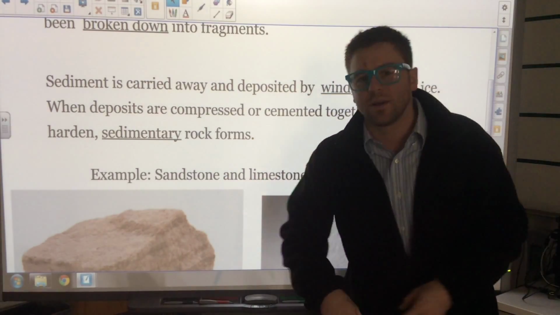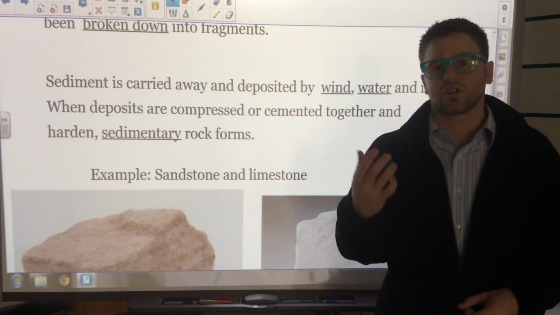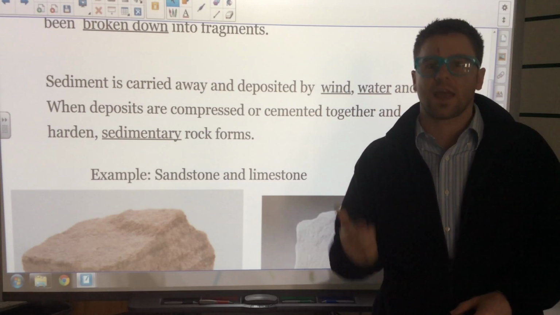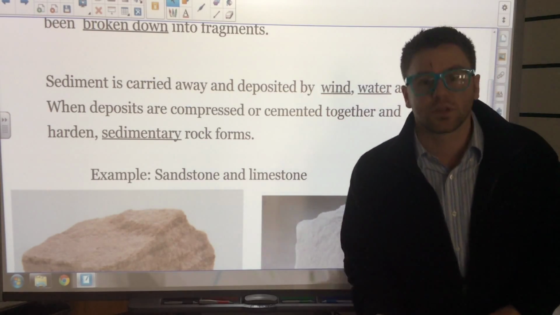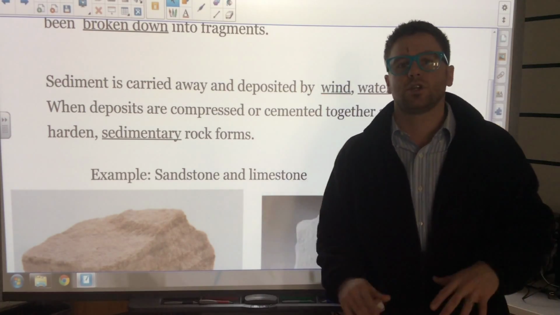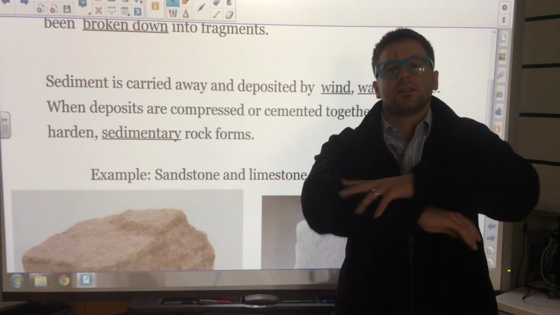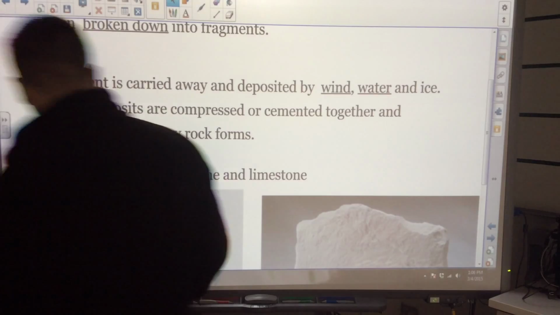And then limestone, it typically is made in oceans where there's old coral reefs and old organic material like seashells that break down over time into layers at the bottom of the ocean. And then those layers get compacted and cemented together, and they form a layer of limestone.